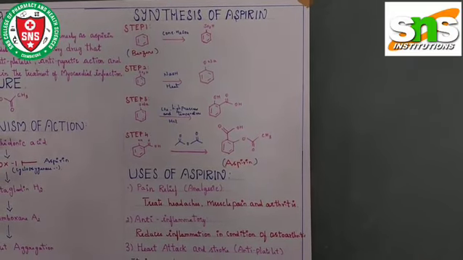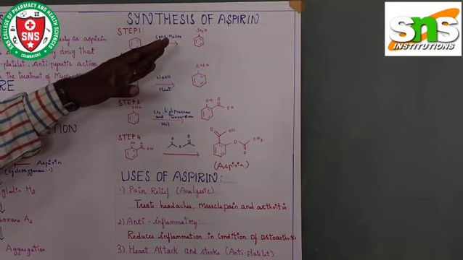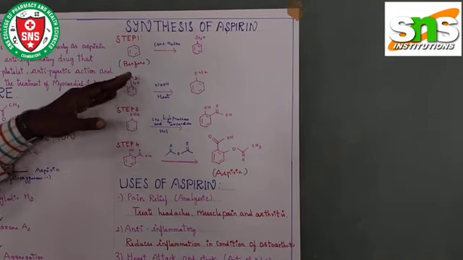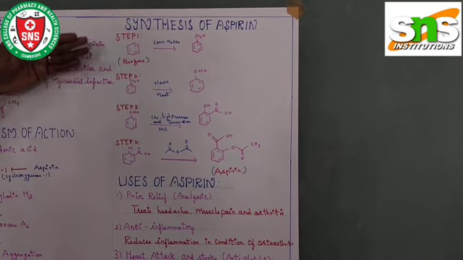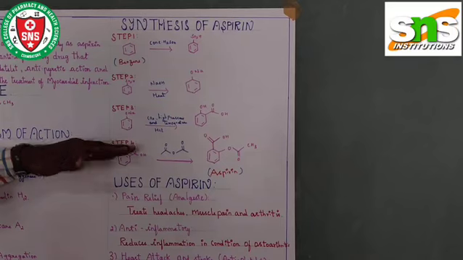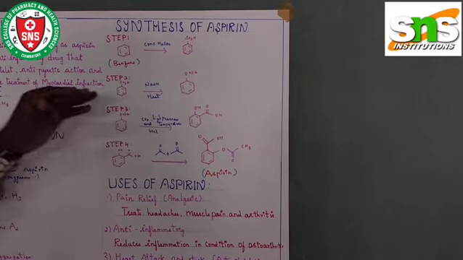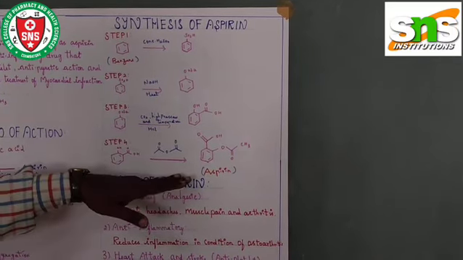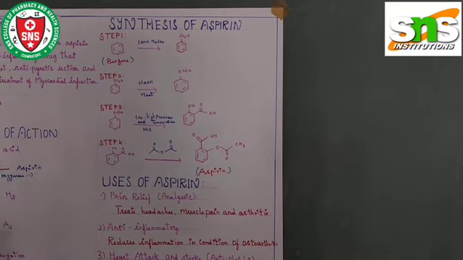This is the synthesis: benzene on treatment with sulfuric acid gives the sulfonic acid derivative, followed by treatment with sodium hydroxide, then carbon dioxide at high pressure gives salicylic acid. Salicylic acid on acetylation with acetic anhydride gives aspirin.